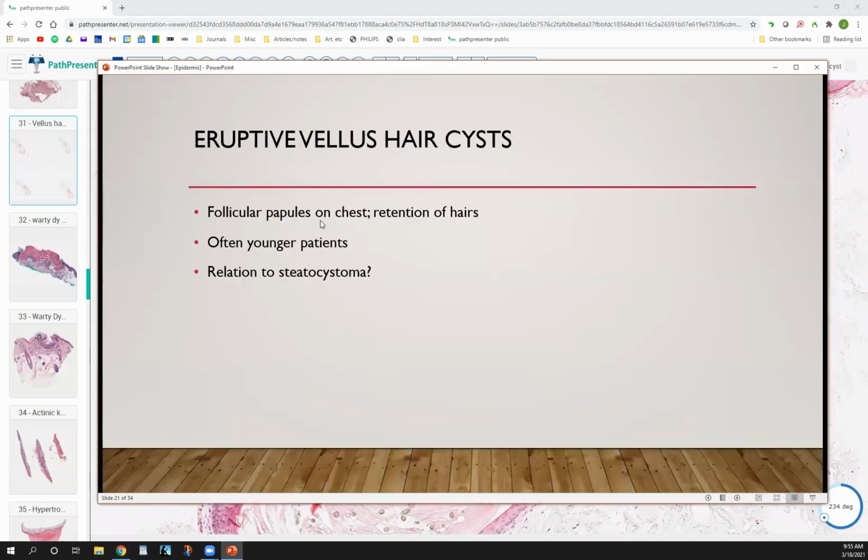Follicular papules on the chest, similar in anatomic presentation to steatocystoma. And you get these retention of hairs, often in younger patients, and this relationship to steatocystoma is controversial, I guess I would say.